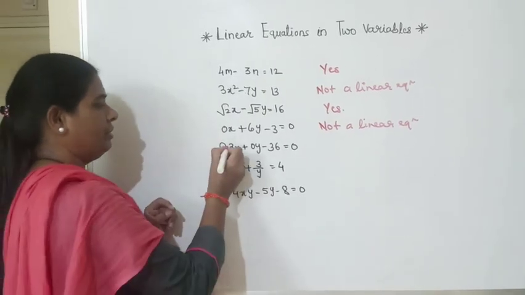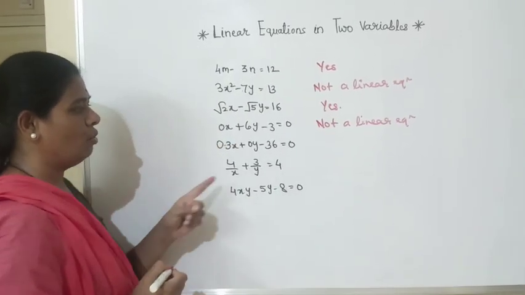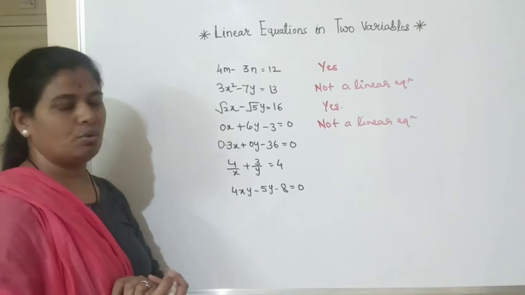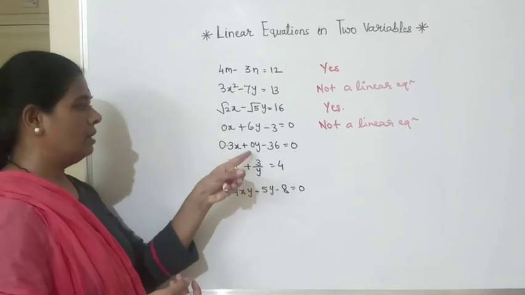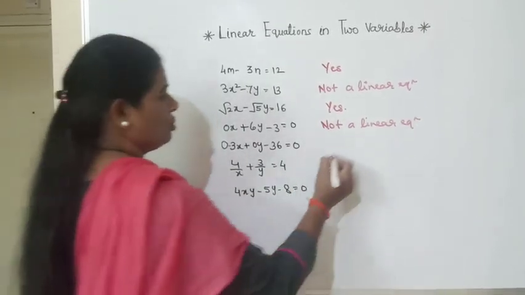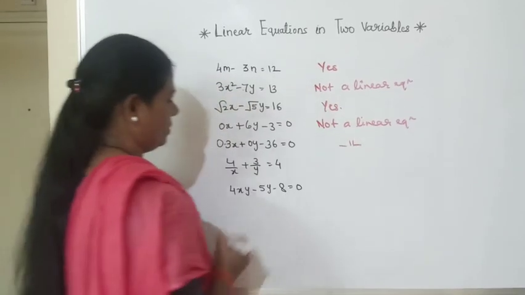Next one is 0.3x plus 0y minus 36 equal to 0. Here also the same thing is there. The value of b is 0. So this is not a linear equation.